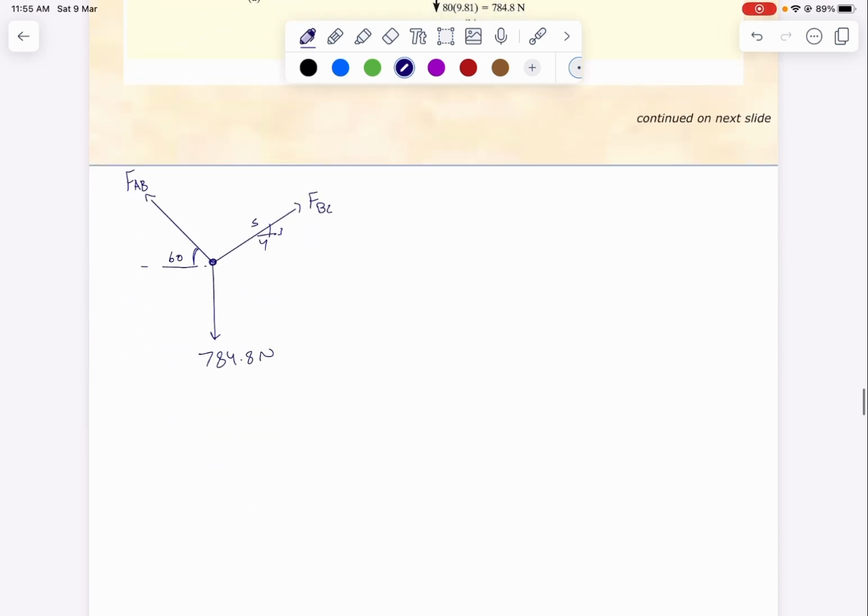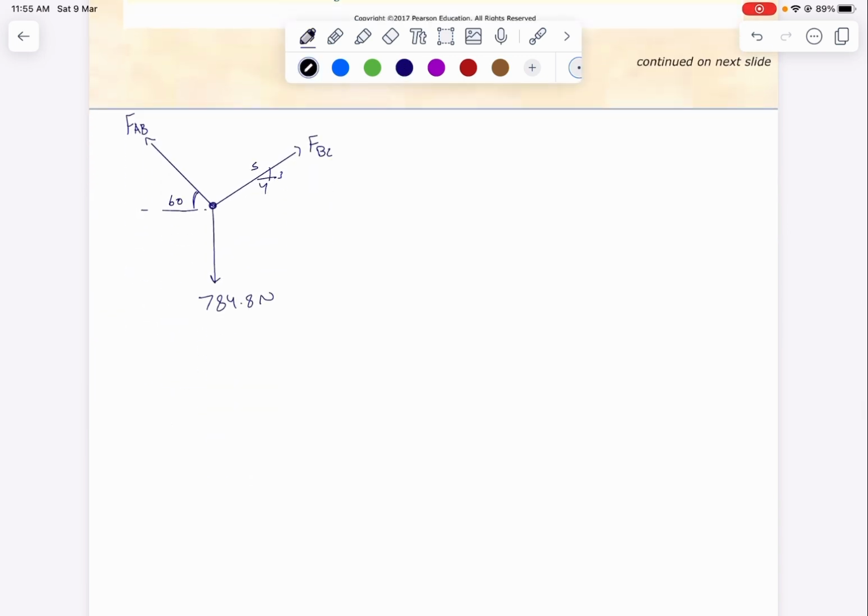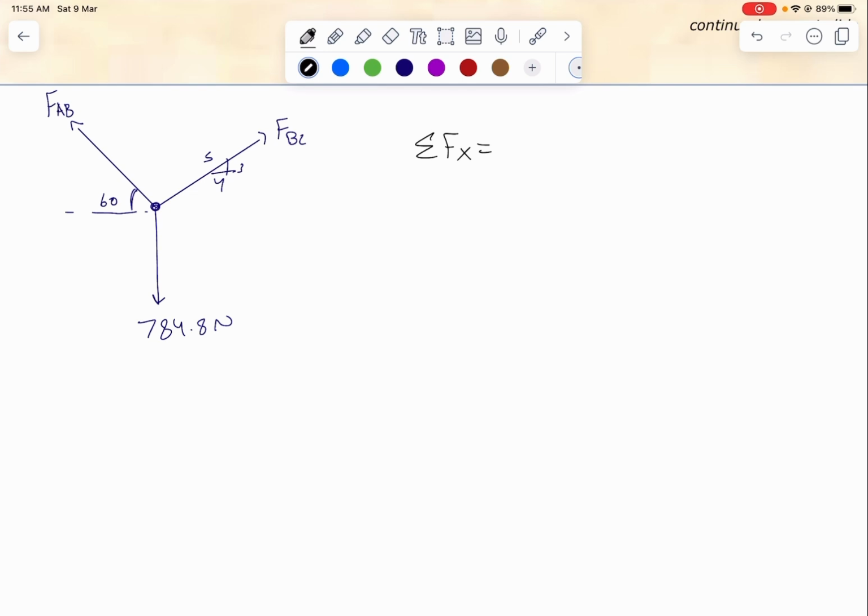So let's start by summing the forces. Summation of forces in the x direction is going to be minus FAB cosine 60 plus FBC times 4/5 equals zero. Okay, so I will rewrite this one. So FAB is equal to 1.6 FBC.